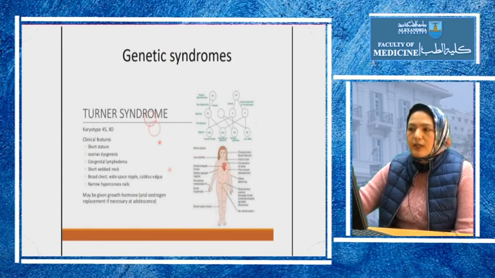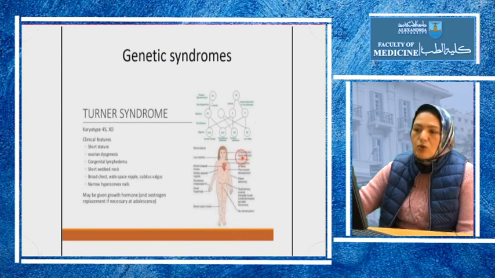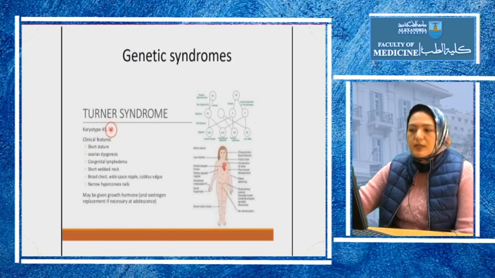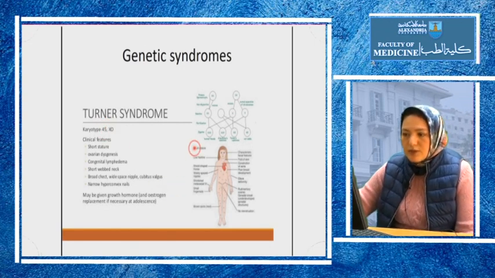So when you are confronted with a female patient presenting with short stature and primary amenorrhea due to ovarian dysgenesis, you have to search for these clinical features of Turner syndrome and ask for a karyotype to confirm the diagnosis. When the karyotype reveals the presence of 45X, this means that the patient is suffering from Turner syndrome.